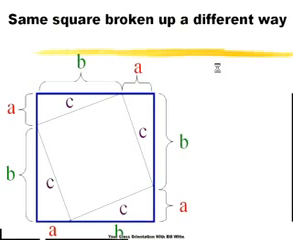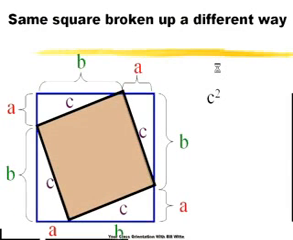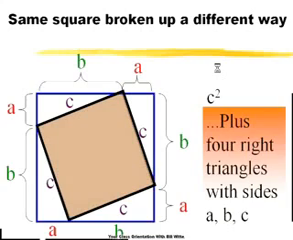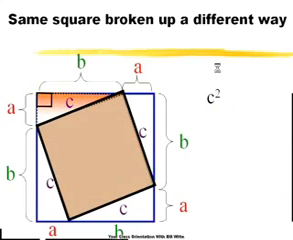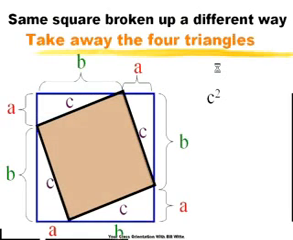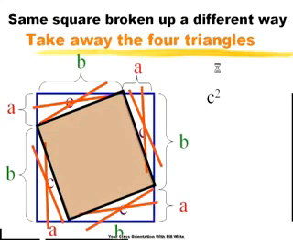And he went, well, now I don't have the 2 squares, I have 1 square. And the area of that square, of course, is C squared, and I still have those 4 right triangles that I had before, don't I? Now he said to himself, what if I take away the 4 right triangles from the window? What am I left with? I'm left with that square of area C squared. Now I started with this blue square, and I took away the 4 right triangles, and I'm left with C squared. That's what he did the second day.